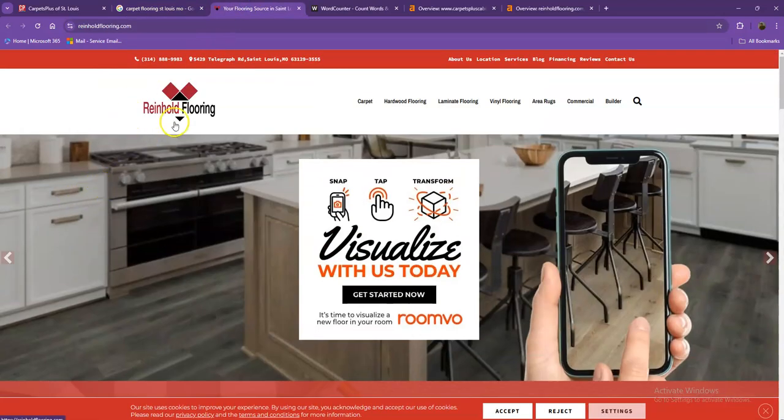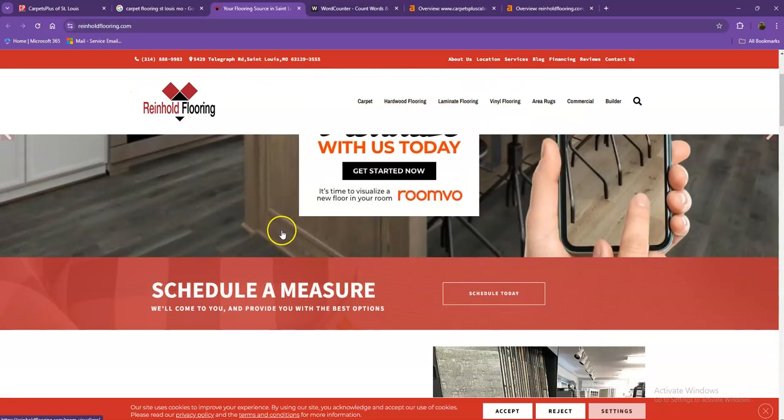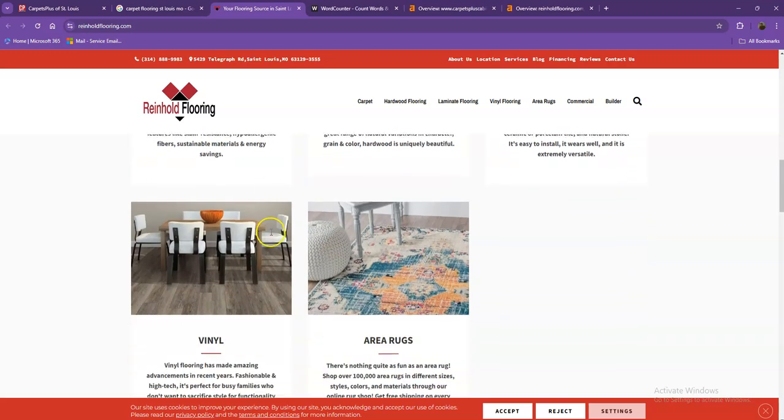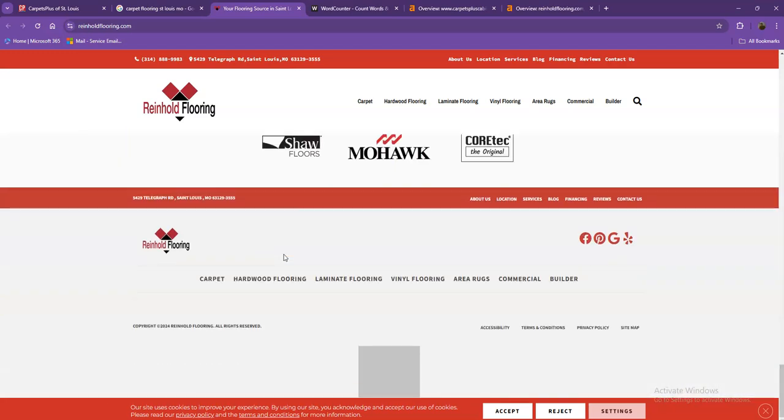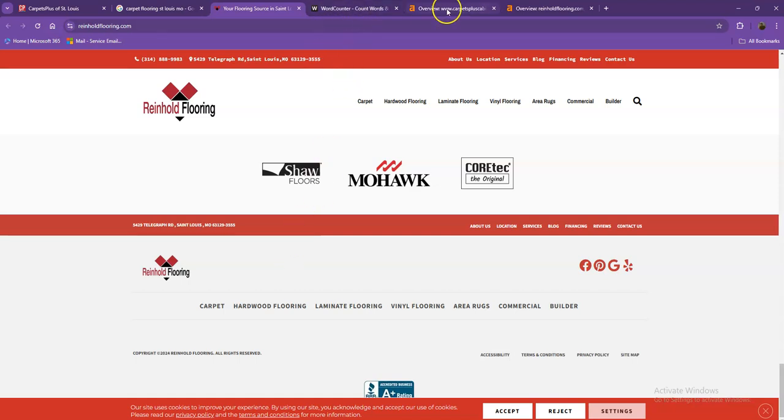So for their website, they also have their logo at the top. They have their company's information, pretty good photos, nice layout, the services they offer. They also have a good amount of content. Let's move on with the numbers.